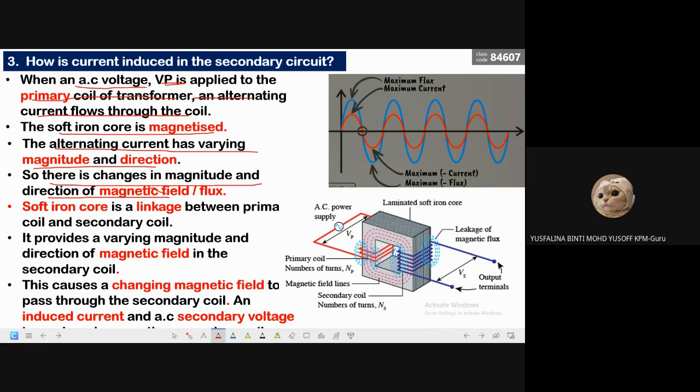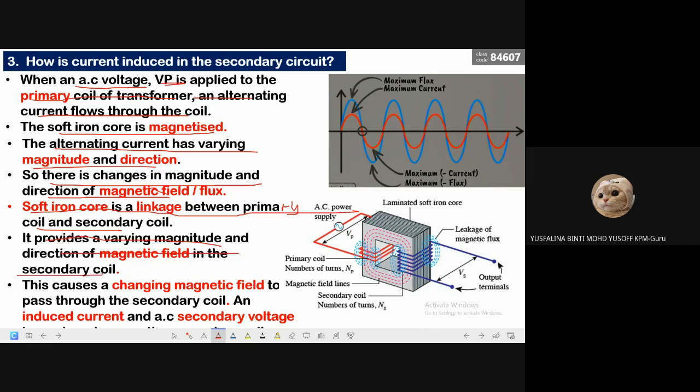So there is a change in the magnetic field in magnitude and direction. The soft iron core is a linkage between the primary coil and the secondary coil, so maybe you can make a correction here. The soft iron core is actually the link from the primary to the secondary. It's only a linkage, it just connects the primary to the secondary. So it provides a varying magnitude and direction of magnetic field in the secondary coil.